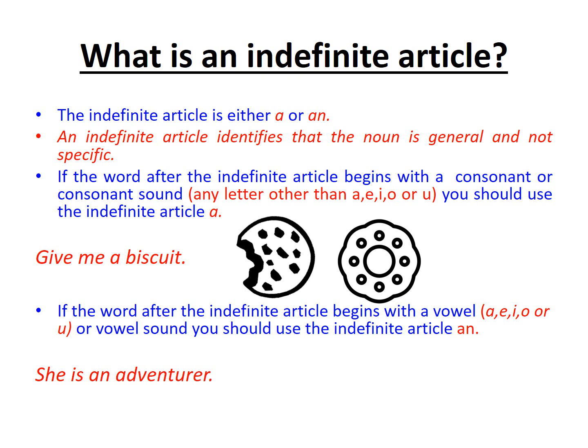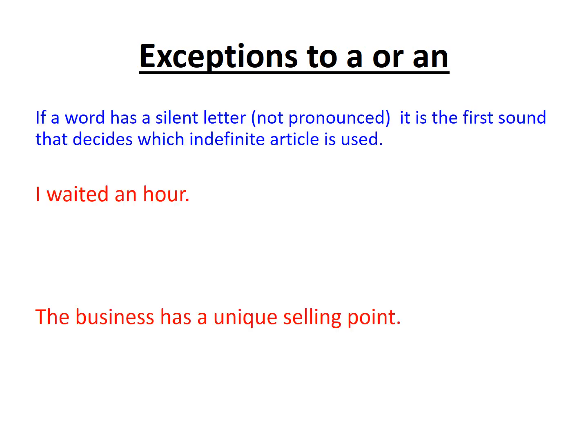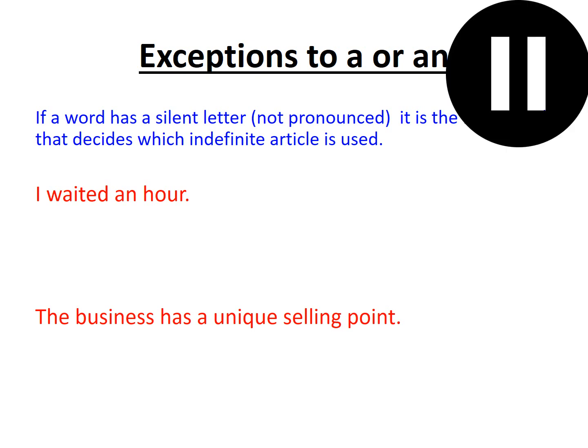Those are important rules to try and memorise. But like many rules in English grammar, there are exceptions with the indefinite articles a or an. Firstly, if a word has a silent letter, that means that the letter is not pronounced in that word. It is the first sound in the word that decides which indefinite article is used. I have two examples here, and I'd love you to consider why it is an or a that is used in each sentence. Why not hit pause if you need thinking time?